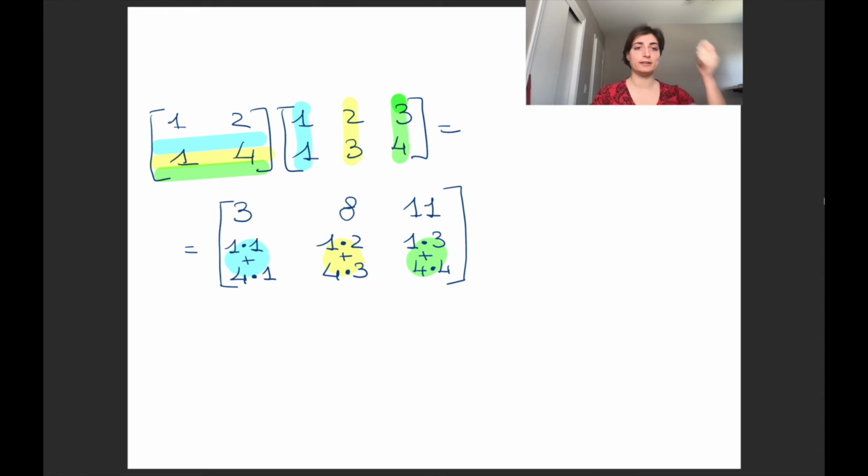1 times 1 plus 4 times 1 for the first element. 1 times 2 plus 4 times 3 for the second element. And 1 times 3 plus 4 times 4 for the last element.